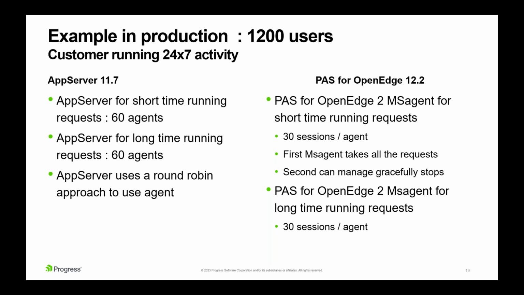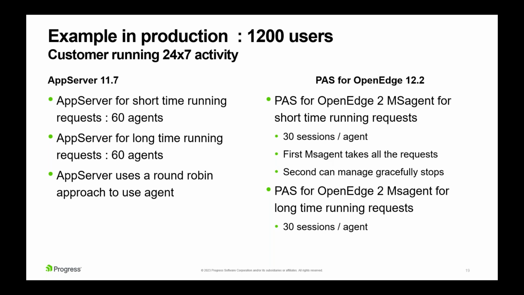And on the PASOE side, configure only 2 MS agents, one for short-term and another MS agent for long-term running. Each time you have 2 agents, so 30 sessions per agent. But in PASOE, the first MS agent takes all the requests. So you can say 30 sessions per agent.